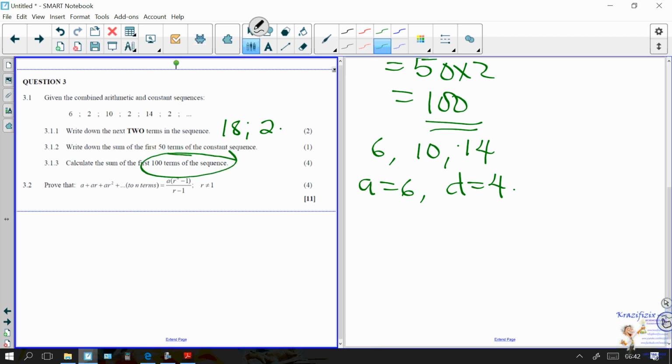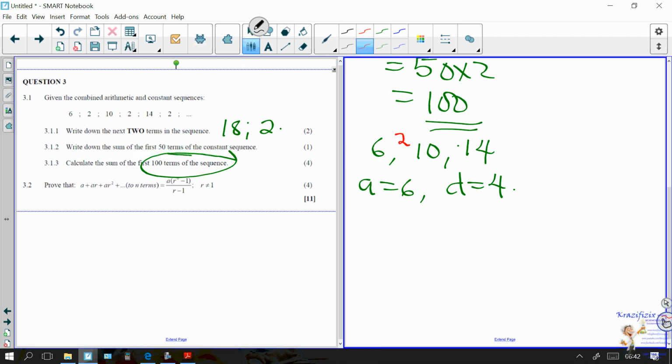Okay, I want us to understand something now. I'm talking about 100 terms here. Remember, in the middle of this sequence, we have a 2. We have a 2 like that. So if I count 1, 2, 3, 4, 5, 6, you know what it means? It means half of my sequence will be 2 and half will be the arithmetic.